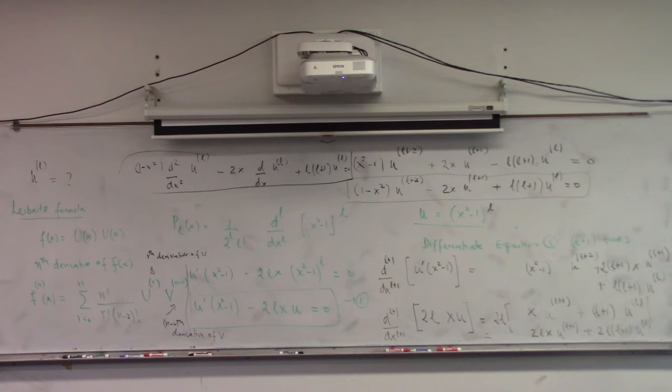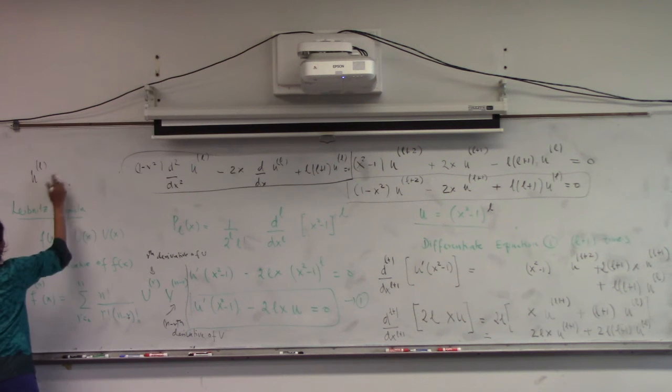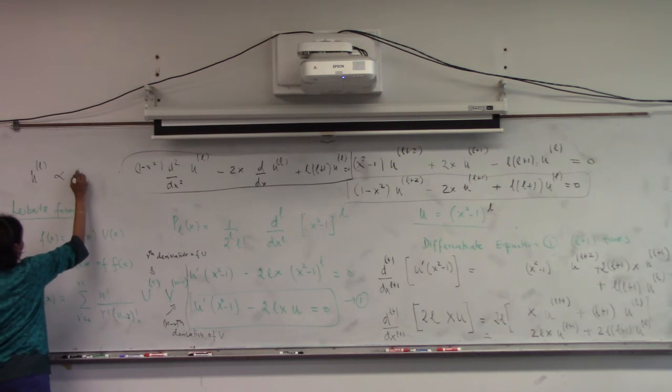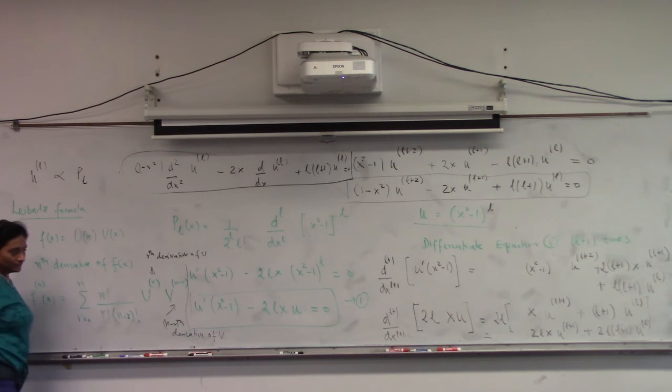So it's a Legendre polynomial. What I'm trying to say is whatever quantity we have written is nothing but a Legendre polynomial, because a Legendre polynomial will satisfy that differential equation. That's the Legendre differential equation. So u sub L should be proportional to the Legendre polynomial of L. We can make that claim, right?